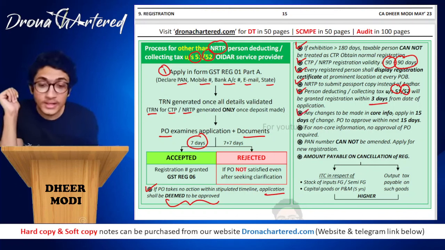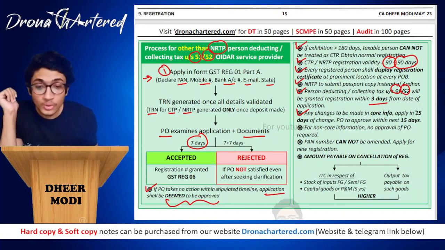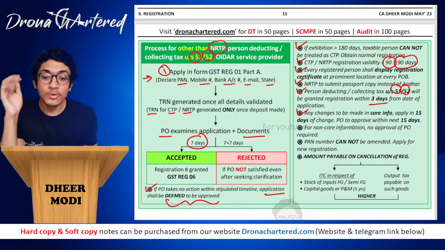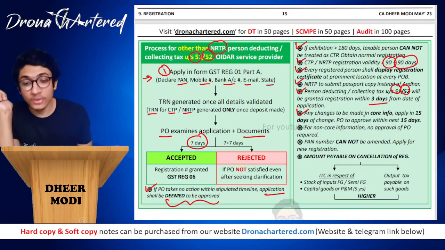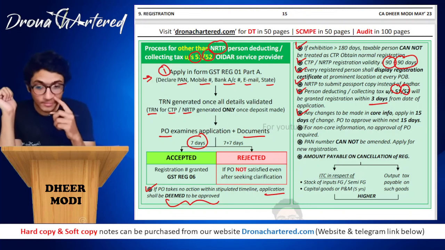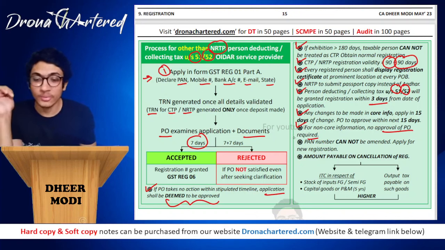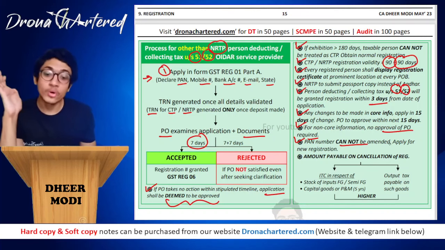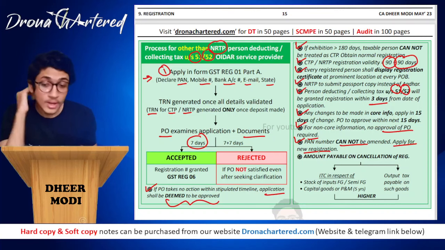Any changes to be made in core information, such as the PAN number, etc., you have to apply within 15 days of the change and the PO may approve it within the next 15 days. Of course, the PAN number you cannot change because that is based on the individual, but other things you might be able to change. Okay. For non-core information, no approval of the PO is required. You can change it as it is, nothing required. PAN number cannot be amended, as I just told you. If you want to amend the PAN number, you basically have to apply for a new registration. There is no way that you can change your PAN number.